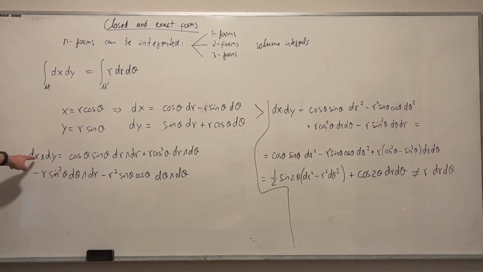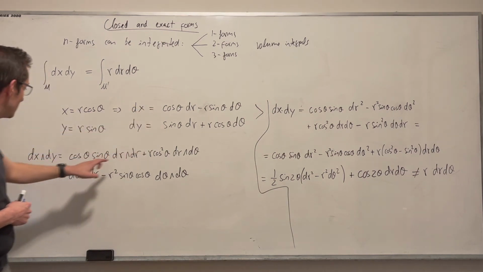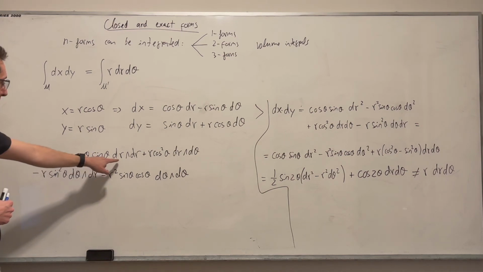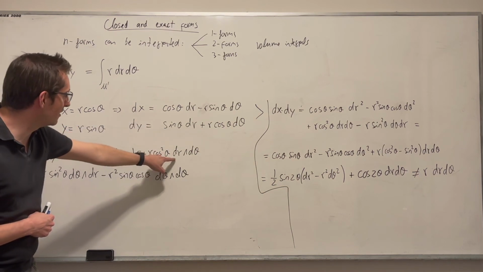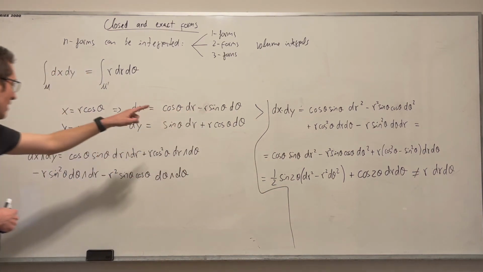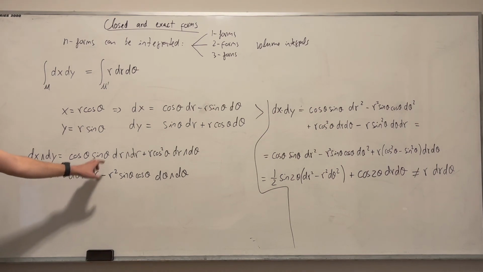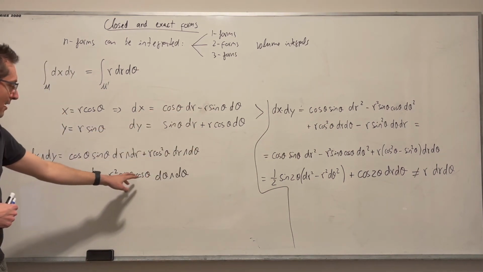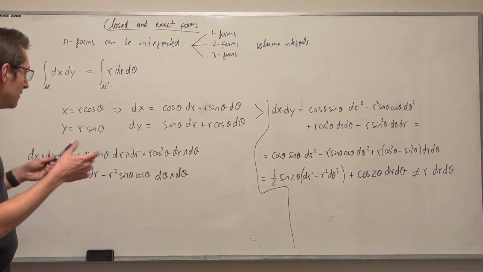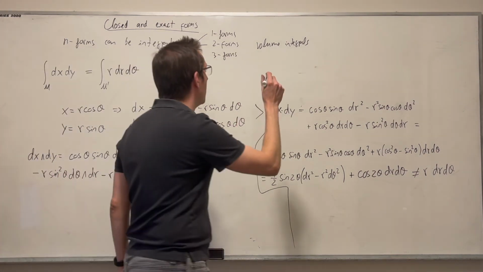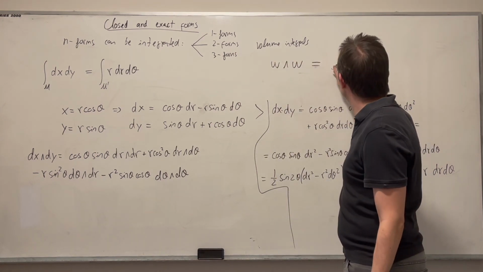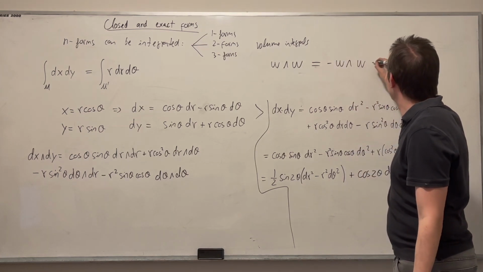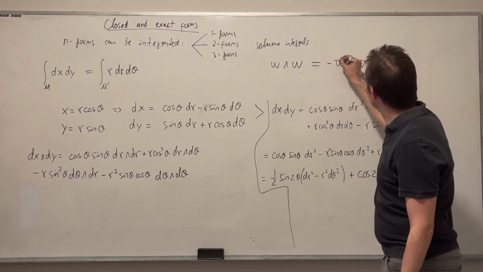So if we compute the wedge product of these two one forms, this times this one is linear, right? So this times this one, what I get is cosine sine dr wedge dr. Then I get these two, right? So r cosine square dr wedge d theta. Then this one and this one, r sine square theta d theta wedge dr, and finally minus r squared sine theta cos theta d theta wedge d theta. Now, what is the wedge product of a form with itself? Well, the wedge product is antisymmetric, so that has to be equal to minus omega wedge omega, and of course that means it's zero, right?